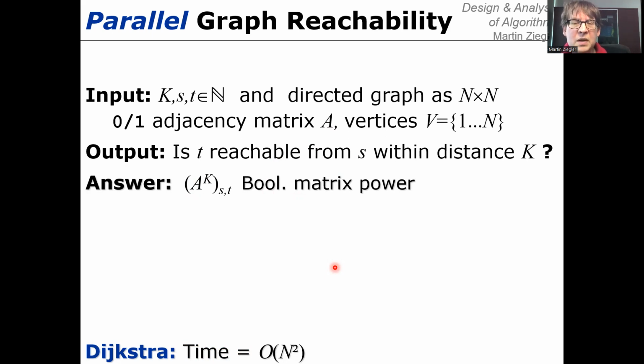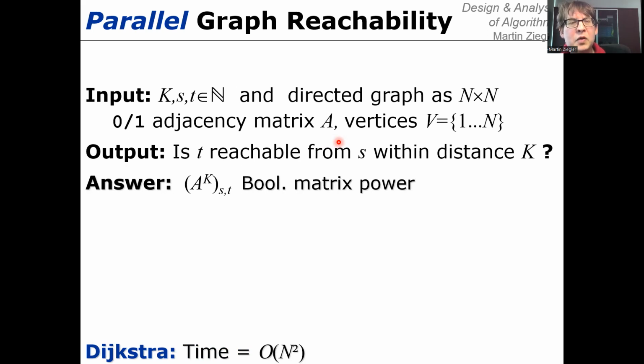Let me say that again and illustrate that. So the original adjacency matrix says whether any two vertices can be reached in 1 step, whether there's an edge between any two vertices. The square of the adjacency matrix says whether any two vertices can be reached within 2 steps. So there's an entry 1 in A squared between two vertices if and only if these two vertices can be reached within at most 2 steps.